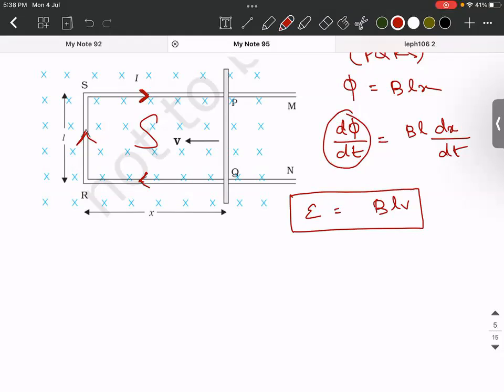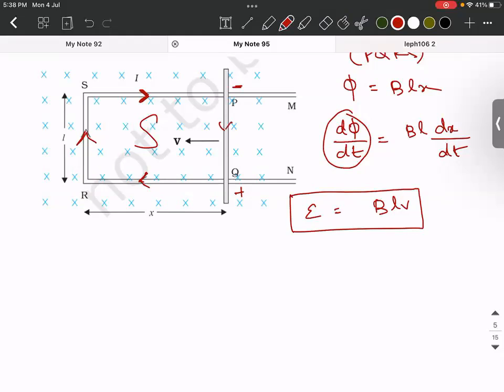Okay. So what about Q? Which pole is positive, which is negative? Current flows in the clockwise direction. Current flows from higher to lower potential. So which is higher and which is lower? I'm saying Q is at higher potential and P is at negative potential. That is why the current is flowing in the clockwise direction.